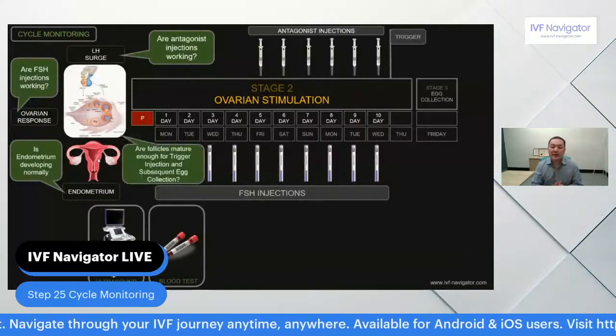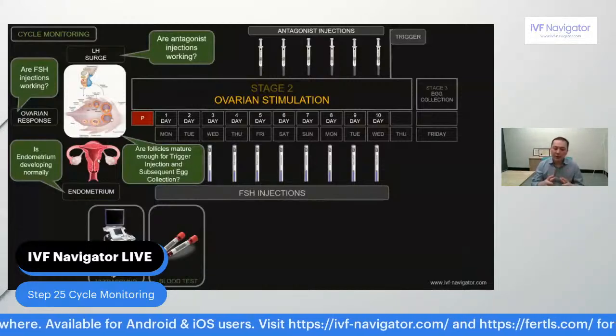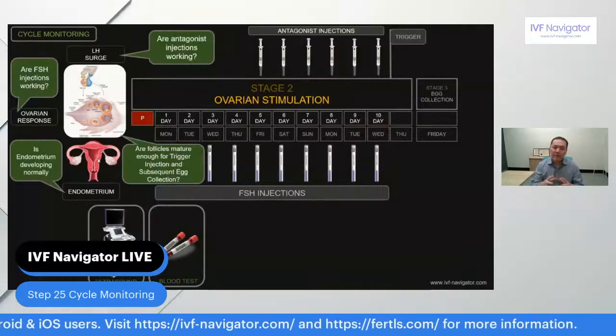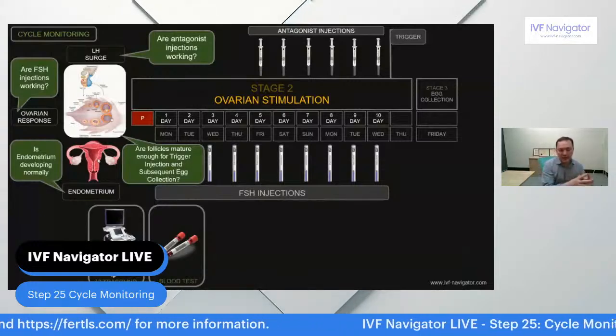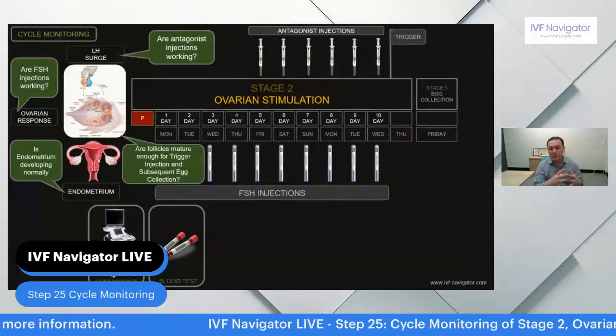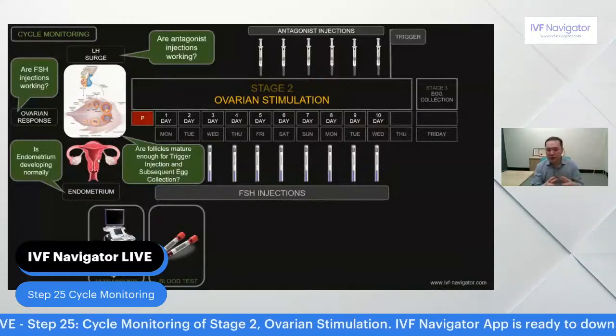The fourth reason for cycle monitoring is to check if the follicles are mature enough for the trigger injection. We need to know the exact time when we should give you the trigger injection. We shouldn't give the trigger too early. If we do that, we get a lot of immature eggs.